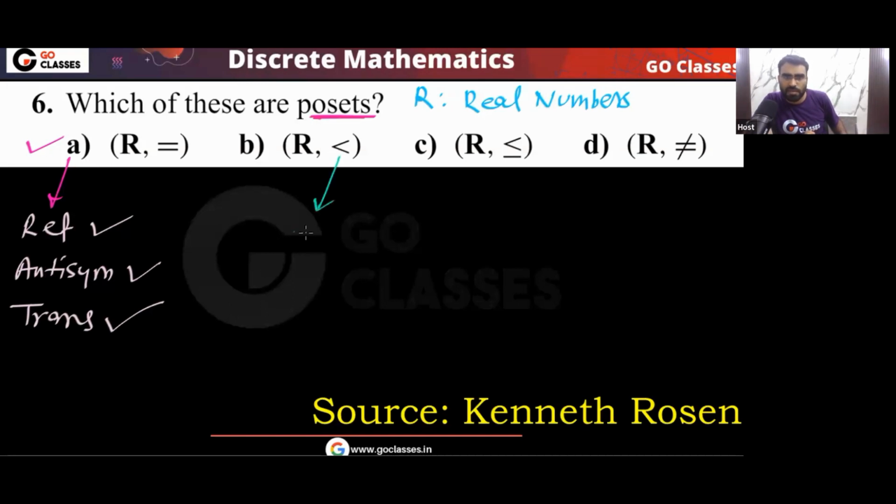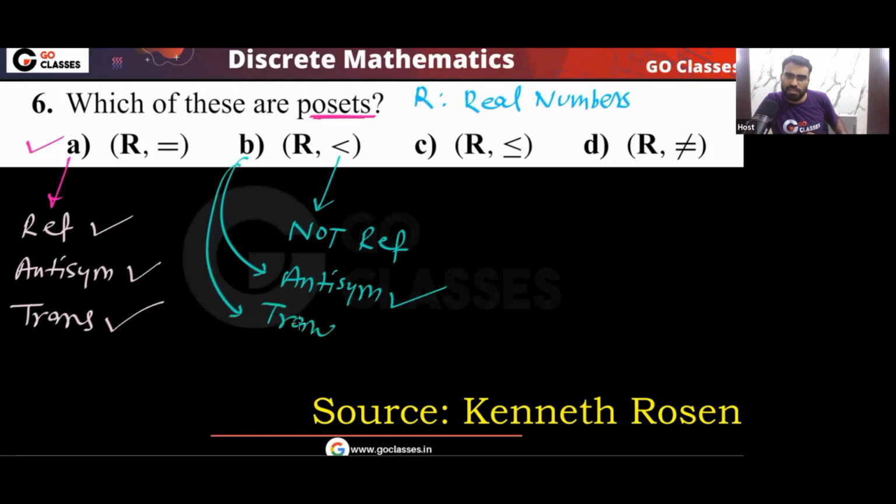Less than, this is not reflexive. Okay, yes or no? Actually, this is antisymmetric. This is actually transitive also. But this is not reflexive. So I can say option B is gone.